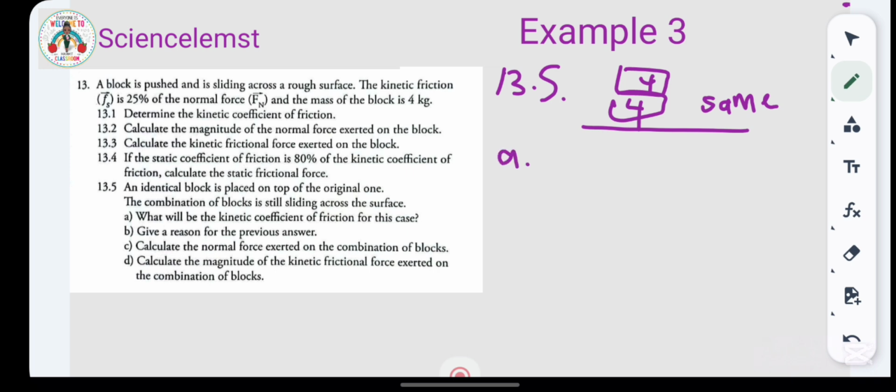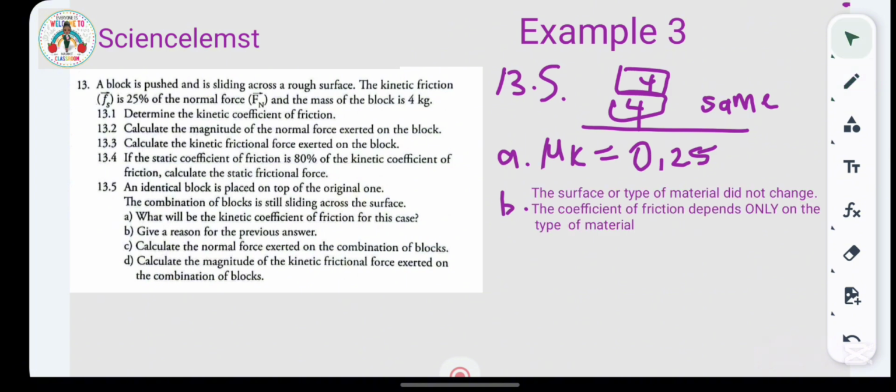Okay, so A, what will be the kinetic coefficient of friction for this case? Remember, the surface did not change. So UK is still going to be 0.25. B, give a reason for the previous answer. The surface or type of material did not change. The coefficient of friction depends only on the type of material.